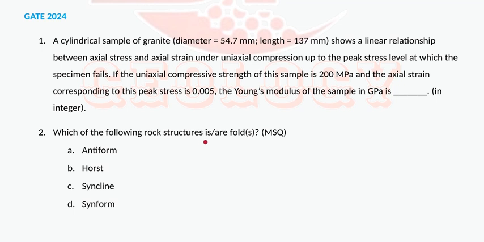So the following rock structures: which are folds? Antiform, syncline, synform. These are fold structures. First is a fault, normal fault.